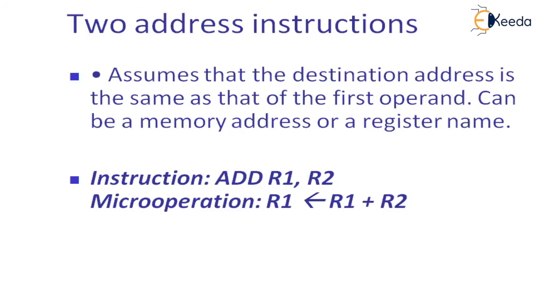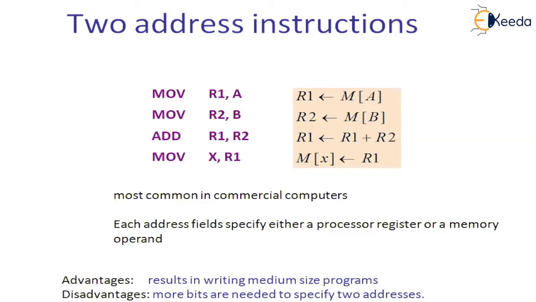When it comes to two address instructions, it is similar to this: add R1 comma R2. The R1 will be a source register as well as the destination register, but R2 is simply a source register. R1 is equal to R1 plus R2. Move R1 comma A. That is, A should be moved into R1. The value of memory location A will get transferred to R1. Move R2 comma B. That is, contents of the memory location B will get transferred to R2. Add R1 comma R2. That is, R1 and R2 get added and then get transferred to R1.